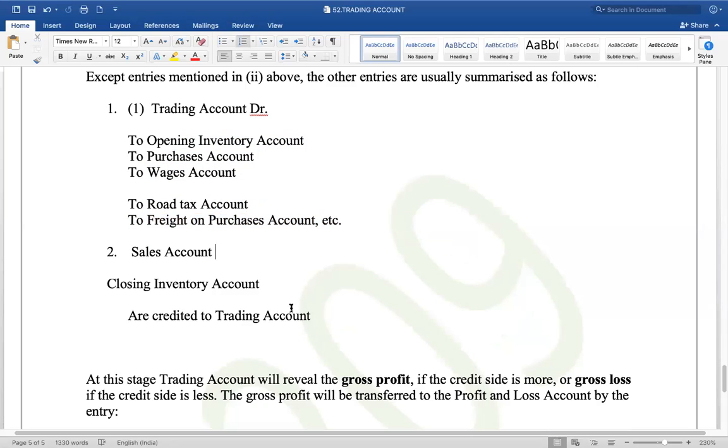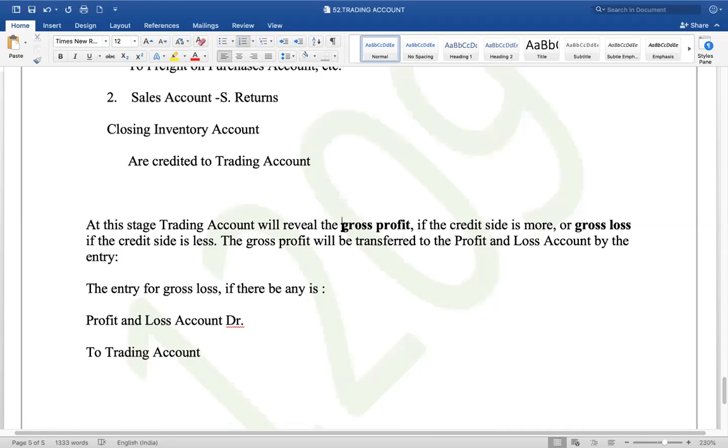What is to be credited to trading account? Sales to be credited to trading account. Closing inventory to be credited to trading account. If there are returns, you have to reduce the returns from that. This is easier and avoids confusion. Returns should be deducted from that very type. For example, purchase returns to be deducted from purchases account, sales returns to be deducted from sales account. Just like this, right?